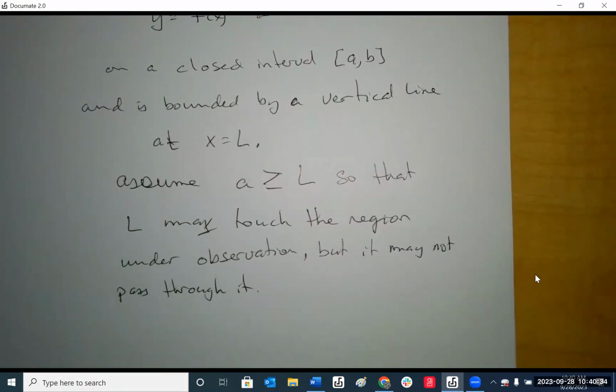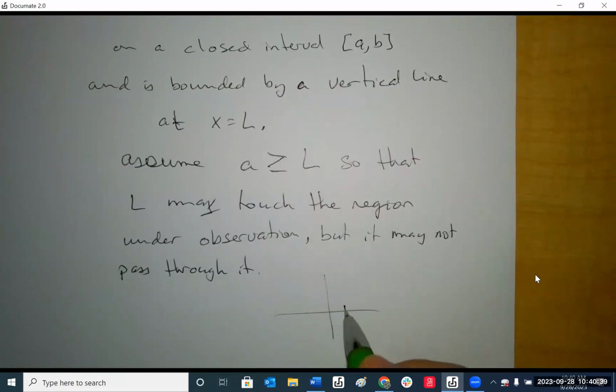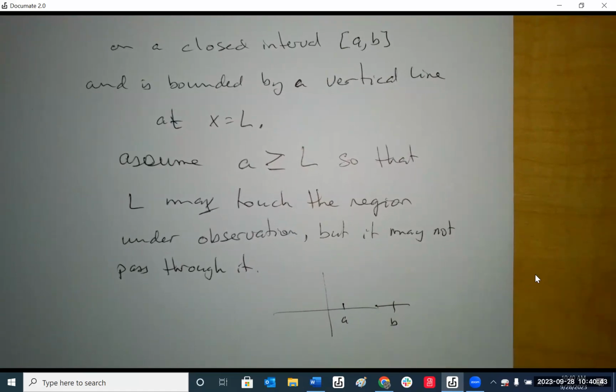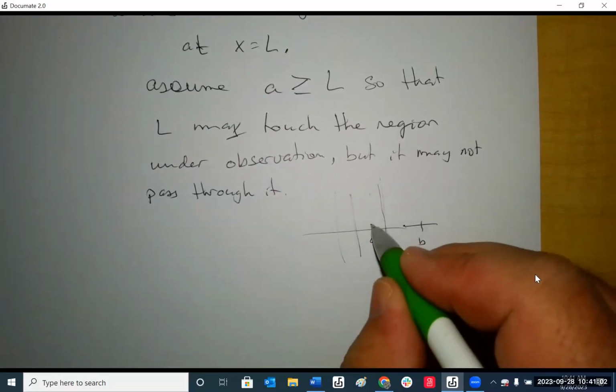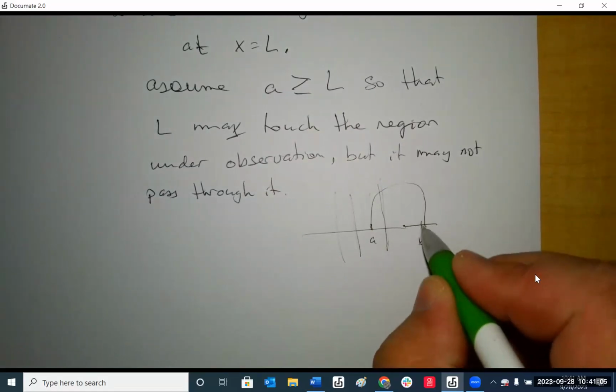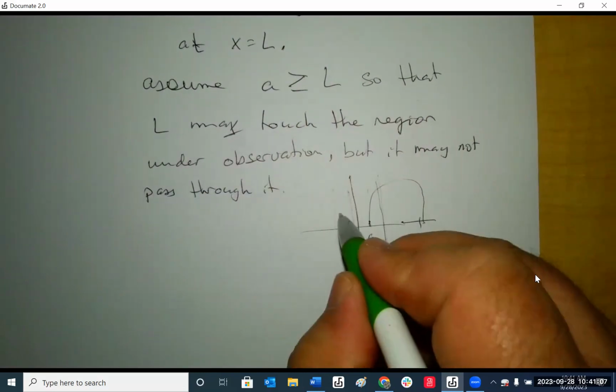Let's look at what this is saying so far. We have our bounds from A to B. L can be anywhere up to and touching A. L could be anywhere, but L cannot be greater than A. It cannot be touching the function we're observing. So we have some sort of object here, and we have L. Let's call that L.